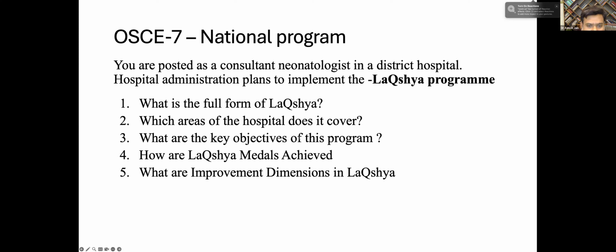I think very minuscule answers here, but all of them know that it is something related to labor room quality. Okay, so let's go to the answers.